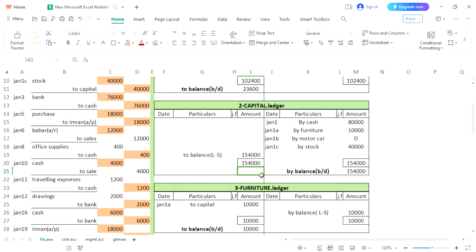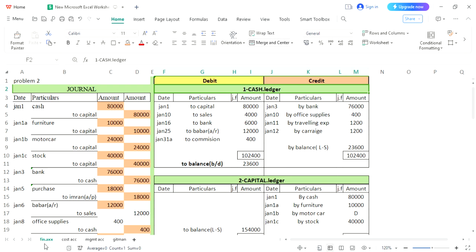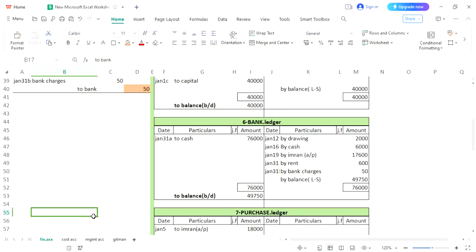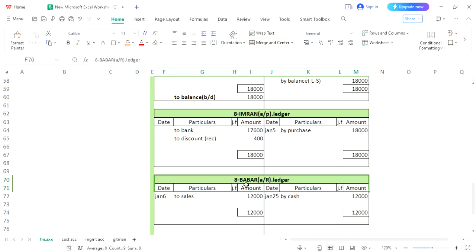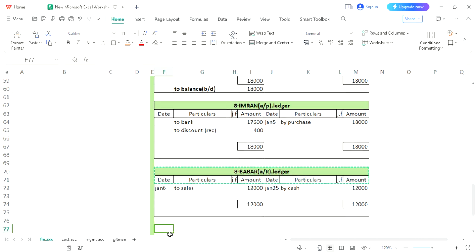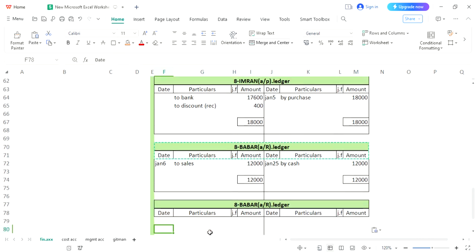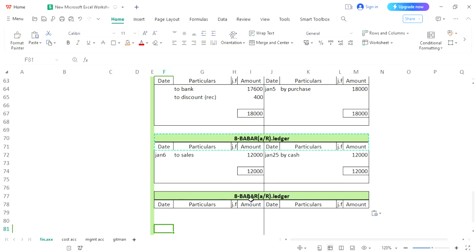Now let's see what is next unmarked. This was Babar. We have marked it, and the next unmarked entry is sales. So you can now understand the way of choosing the title of the ledger. So we are making the sales ledger next. Babar's ledger was completed, and we take the same headings from the previous ledger and write them for the next ledger, just by changing the title.